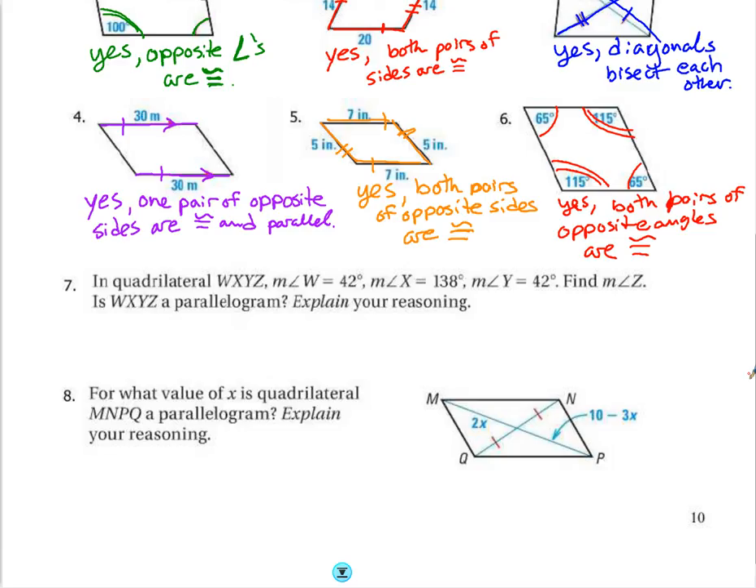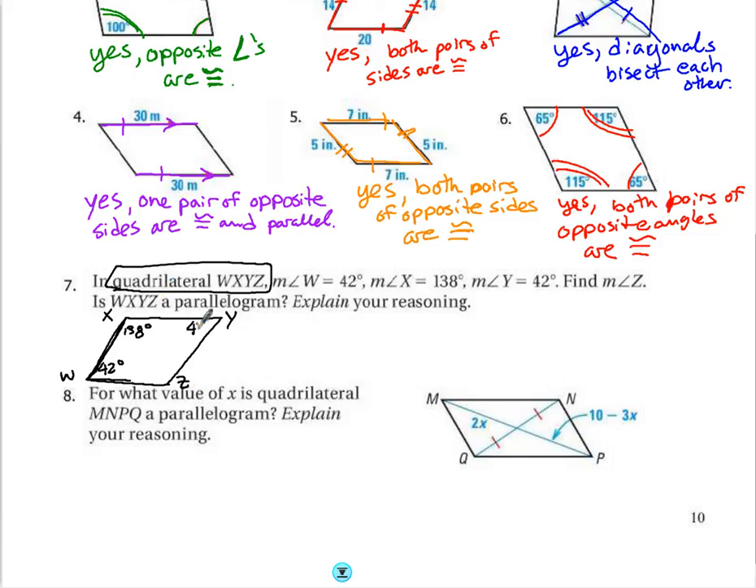The first thing you always want to do is draw a picture. We're very visual learners. It's much easier to understand what quadrilateral WXYZ looks like if we can draw a picture. So let's just sketch a quadrilateral. It doesn't have to look like a parallelogram. They tell me that angle X is 138 degrees, angle W is 42 degrees. W, X, Y would be over here and Z would be down here. They tell me that Y is also 42 degrees, and they need to know the measure of angle Z. We need to find that measure.